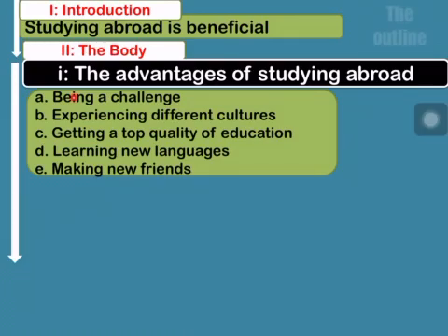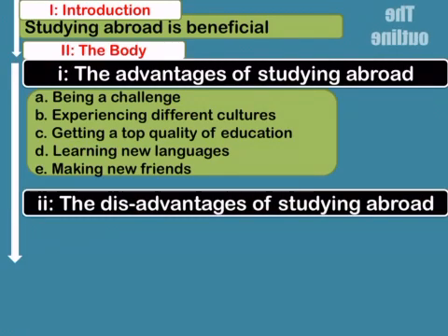Notice the parallelism among the sentences: being, experiencing, getting, learning, making. Okay, if you start with the full infinitive, for example, to be, to experience, to get, to learn, to make. The supporting ideas should be parallel to each other.